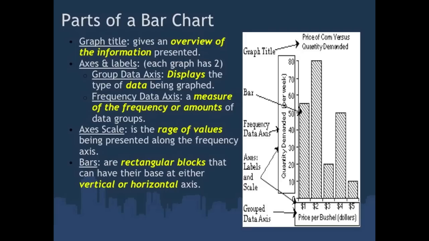The axis scale is the range of values being presented along the frequency axis. Bars are the rectangular blocks that can have their base at either vertical or horizontal axes, and that are the parts of a bar chart.